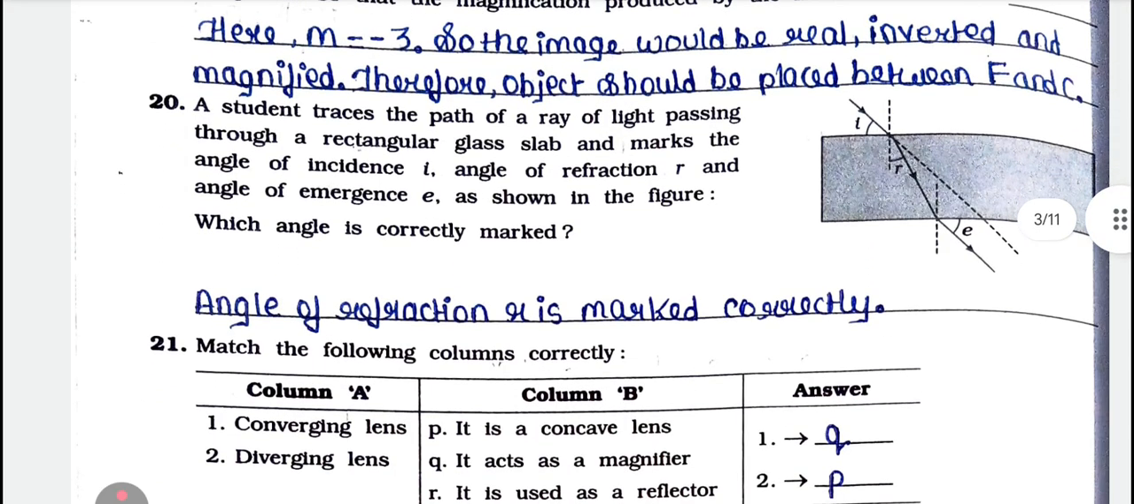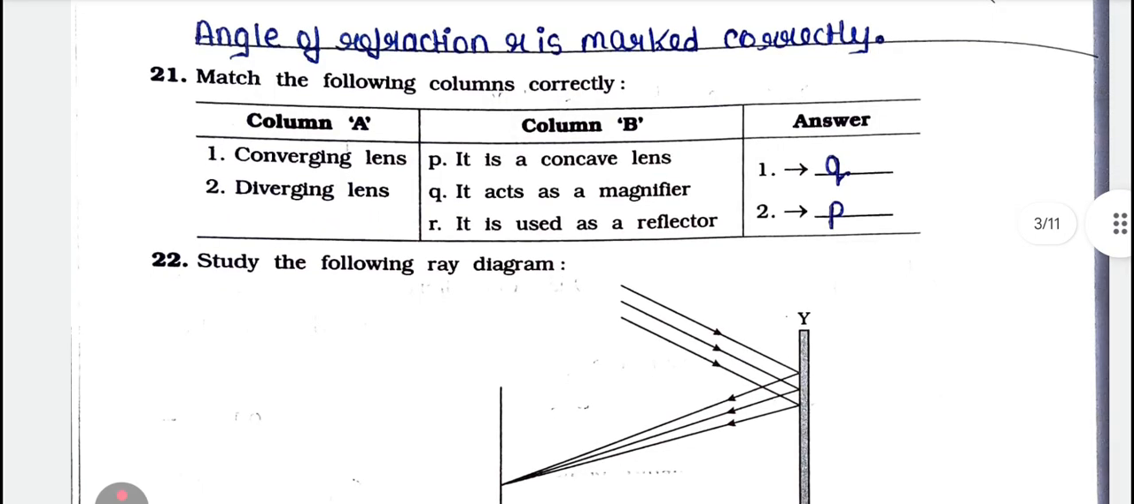Next question, a student traces the path of a ray of light passing through the rectangular glass slab and marks the angle of incidence I, angle of refraction R and the angle of emergence E as shown in the figure. तो मार्क कर दिया गया. The angle of refraction R is marked correctly. Match the following given answers P and Q.